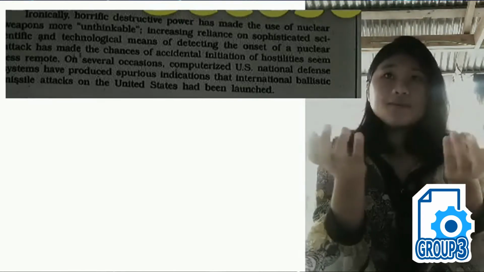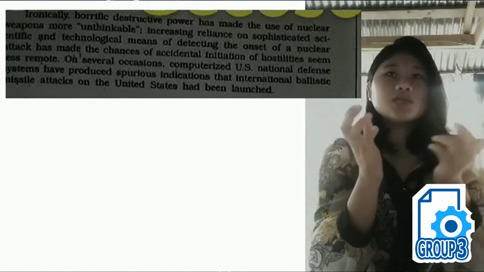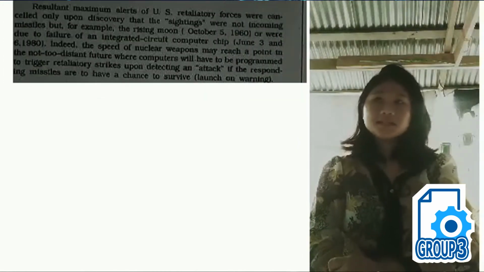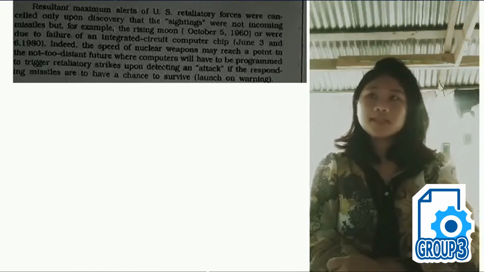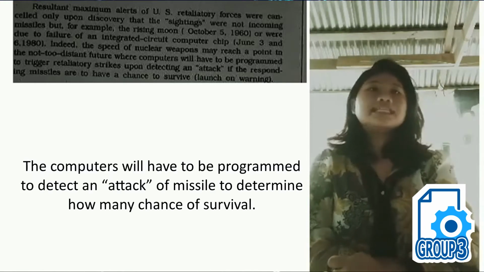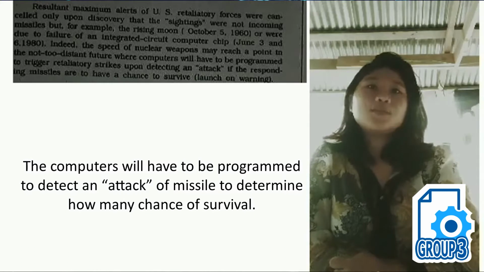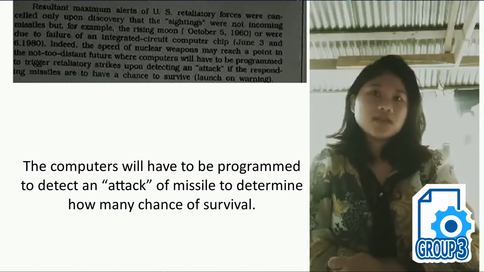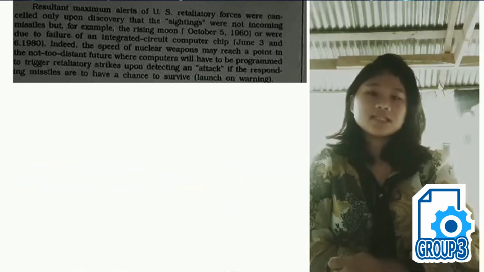On several occasions, the U.S. national defense system has produced a false indication that an attack on the United States had been launched. The resultant maximum alert of U.S. retaliatory forces was called off only upon the discovery that the sightings were not incoming missiles. Indeed, the speed of nuclear weapons may reach a point in the not-too-distant future where computers will have to be programmed to trigger retaliatory strikes upon detecting an attack if the responding missiles are to have a chance to survive.